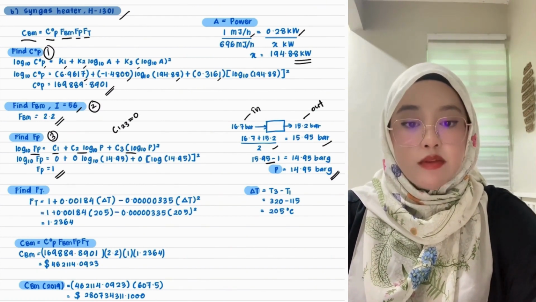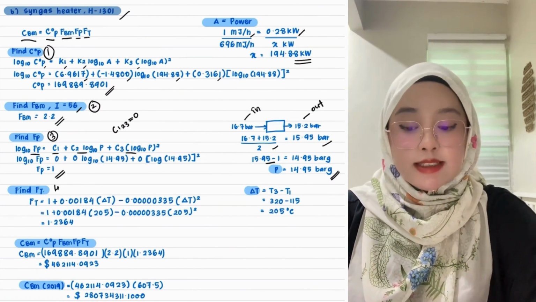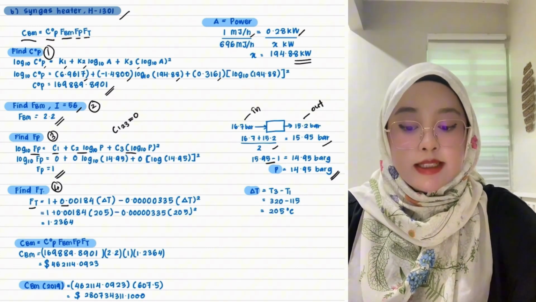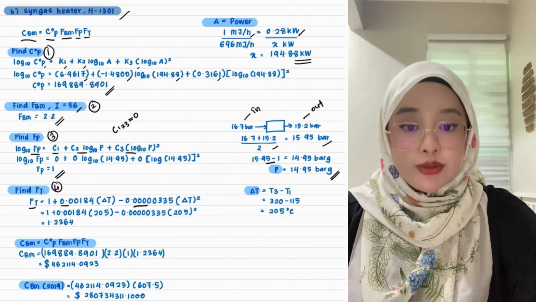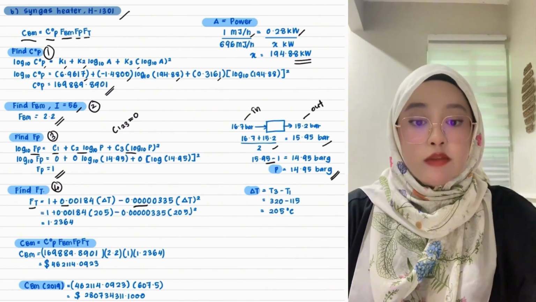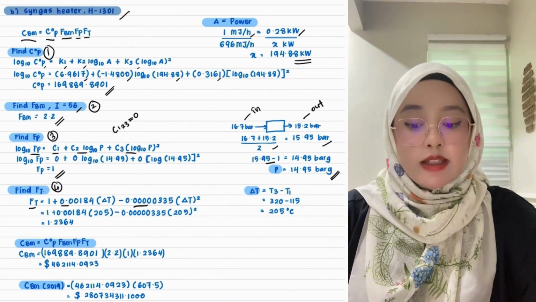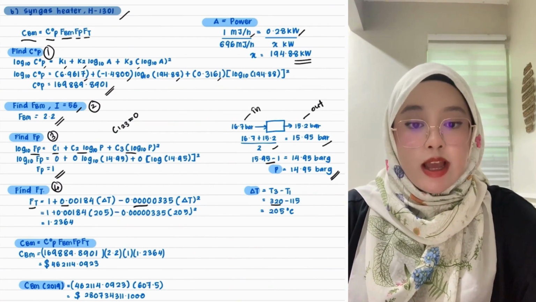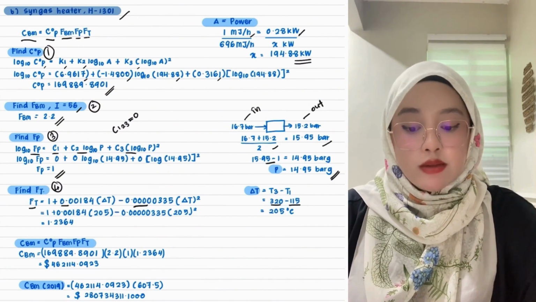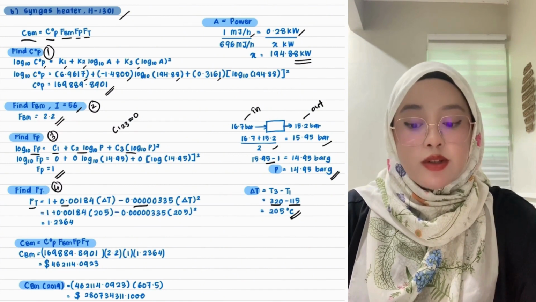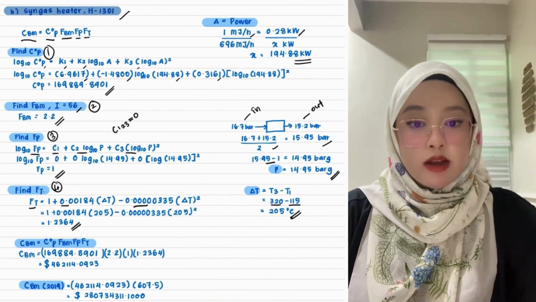The fourth step is we have to find the FT. FT is equal to 1 plus 0.00184 delta T minus 0.0000335 delta T squared. To find delta T, final temperature minus initial temperature. The final temperature given is 320 and the initial temperature given is 115. Minus it, you should get 205 degrees Celsius. And again, put it into the equation, you should get 1.2364.